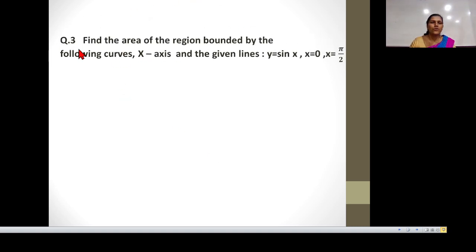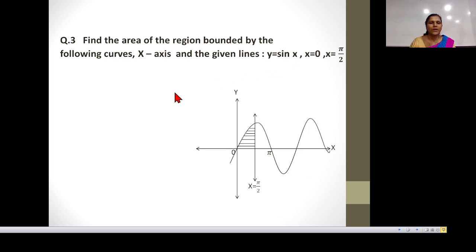Now move to our next example, question number 3. Find the area of the region bounded by the following curves, x-axis and the given lines: y is equal to sin x, x is equal to 0 and x is equal to pi by 2. So in between x is equal to 0 to pi by 2, we have to integrate this curve. Then we will get our final answer.